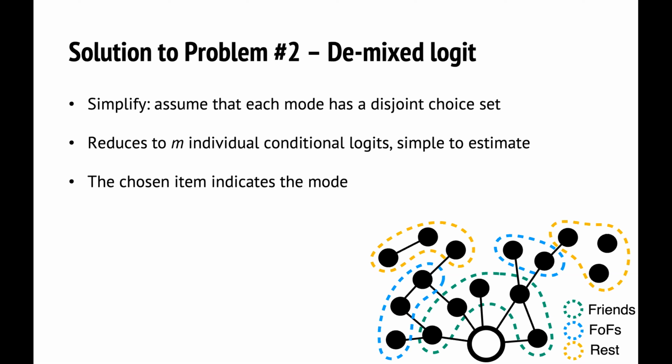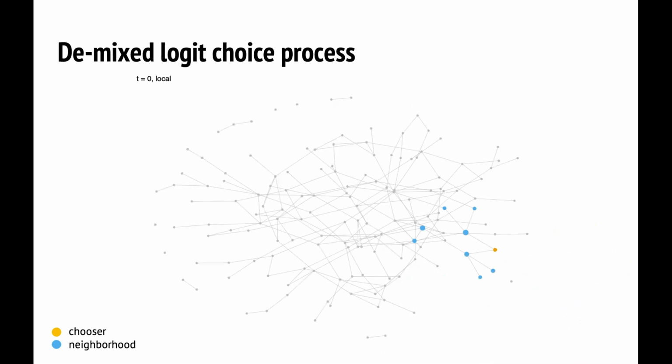So for example, in a message sending context, you can think there's a different process happening to send a message to a friend than to someone else. That's the sort of setup that we use to analyze the data that we have. And just as an illustration, at every time step, a node can choose between the local neighborhood or the rest, and that determines their choice set, which is generally quite small, much smaller than the full choice set.